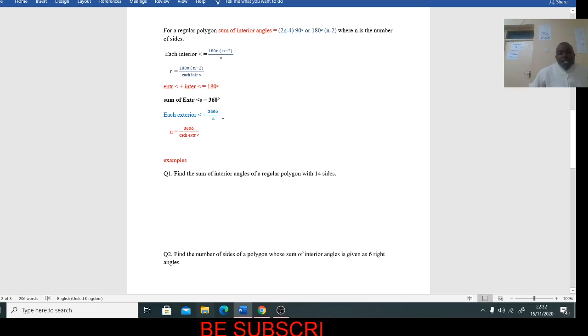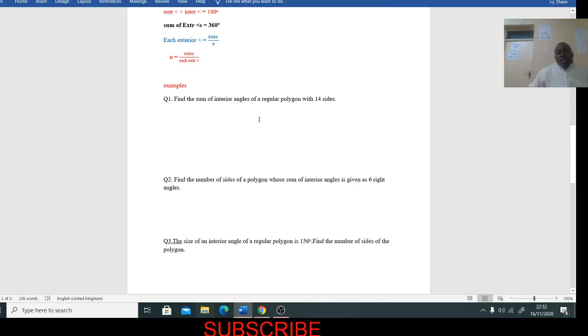Meaning that if we can find each exterior angle, it equals 360 degrees divided by n, and therefore n equals 360 degrees divided by each exterior angle. So these are the formulas that we shall be using. If you understand these formulas, you are able to apply them, and therefore we shall use this to solve all manner of examples in this topic, polygons. So we'll start with example number 1 as follows.